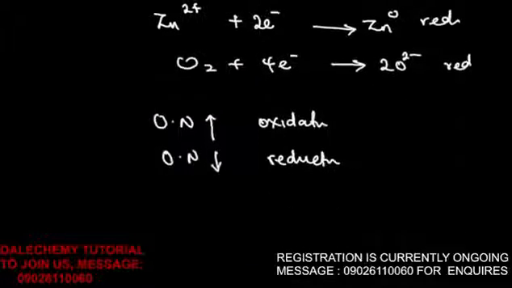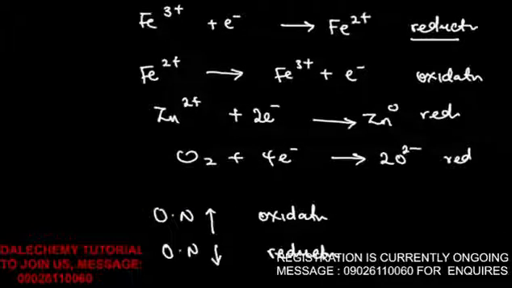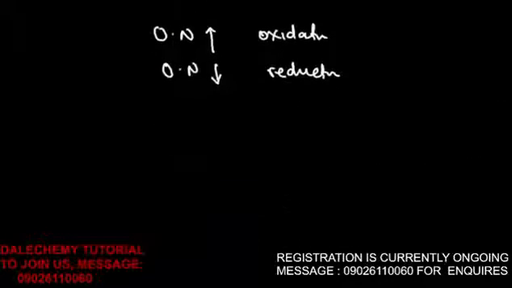Now, how can we know if a reaction is a redox reaction? It's one of the questions you would likely not miss in CBT. So how do you know if a reaction is a redox reaction or not? Before we do that, let's look at how to assign oxidation number to atoms and species in reactions.